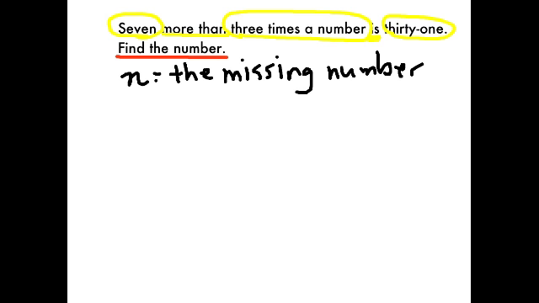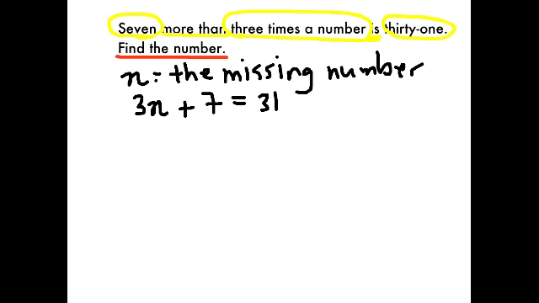So more than is a plus sign, but the than tells us to reverse, so the 7 will go at the end, and the 3 times a number, that's our variable n, in the front. Is tells us that's an equal sign, 31. So now we have an equation that we can start solving.